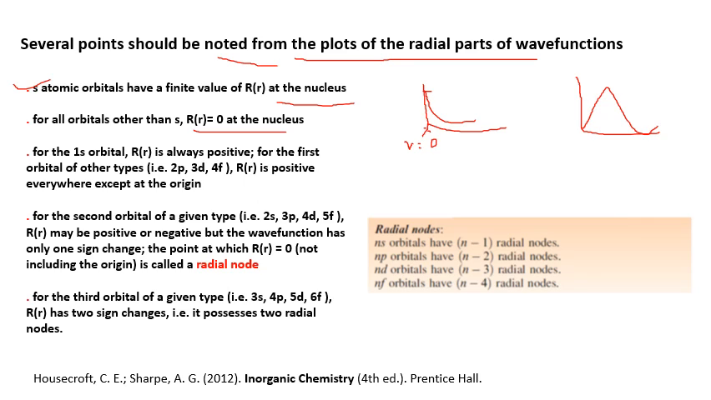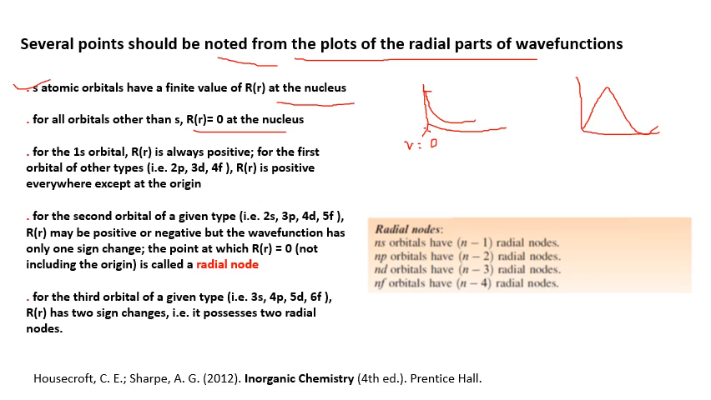For the 1s orbital, the radial part of the wave function is always positive. For the other orbitals, like 2p, 3d, 4p, R is positive everywhere except at the origin. Now for the other orbitals, depending on the radial node, the function will be positive in the first quadrant and negative in the second quadrant.